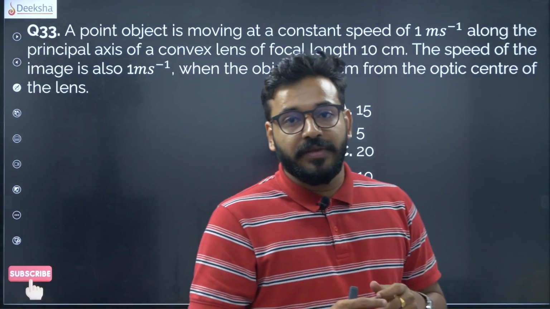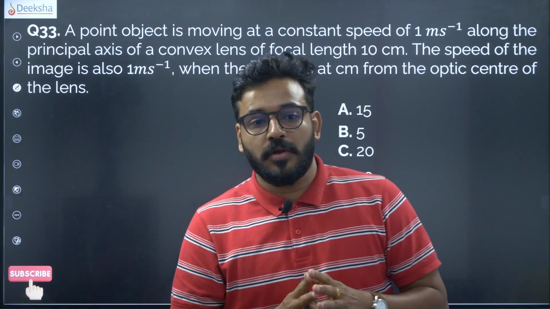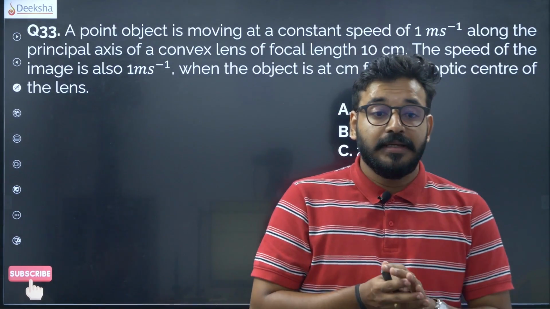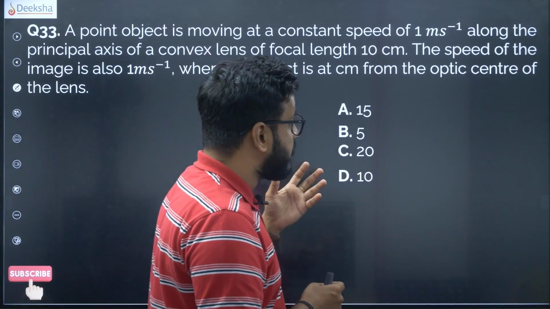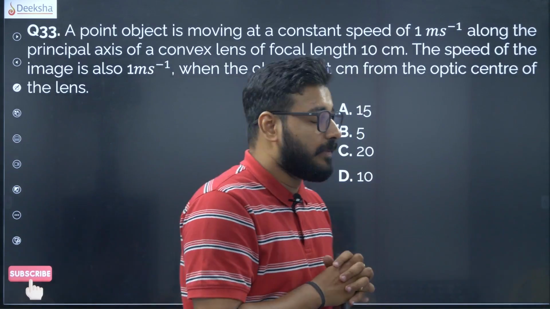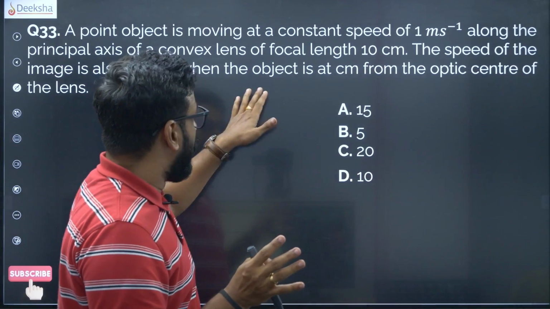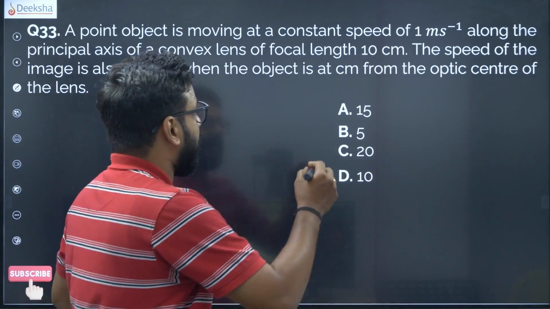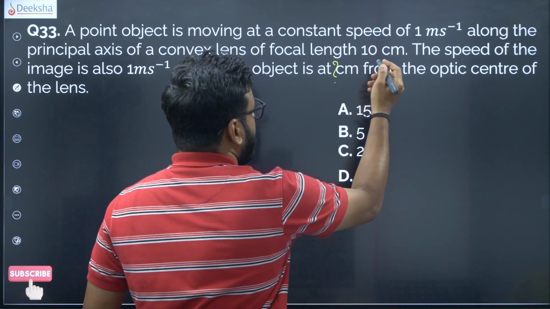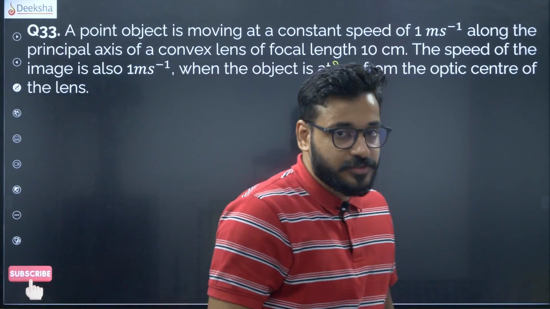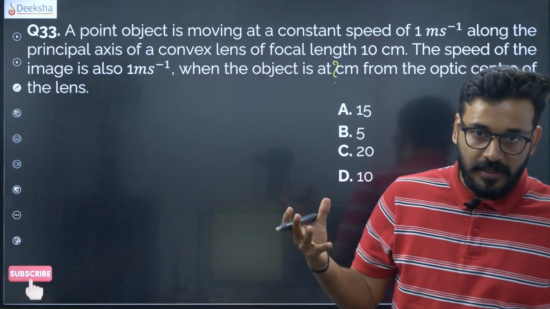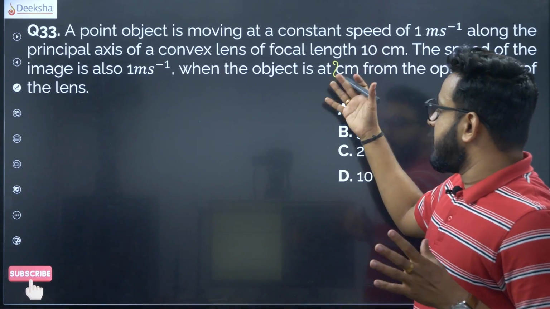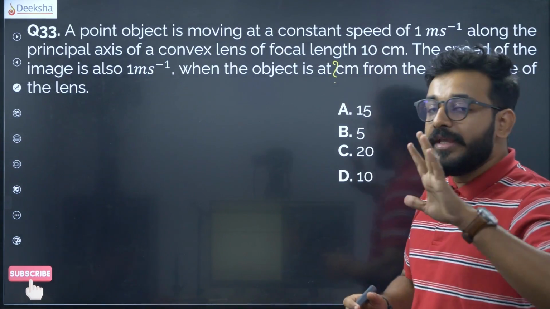A point object is moving at a velocity of 1 meter per second along the principal axis of a convex lens of focal length 10 centimeter. The speed of the image is also 1 meter per second. So both of them have the same speed. When the object is at dash centimeter, what distance from the optical center of the lens? So where is the object? They are asking that. Now here there are two conditions.